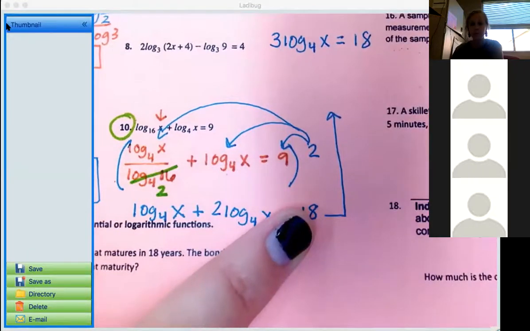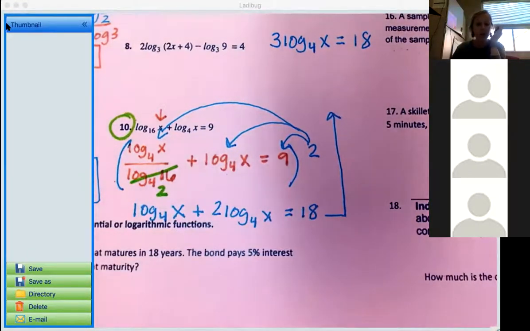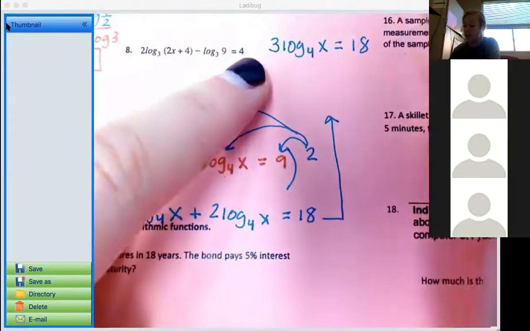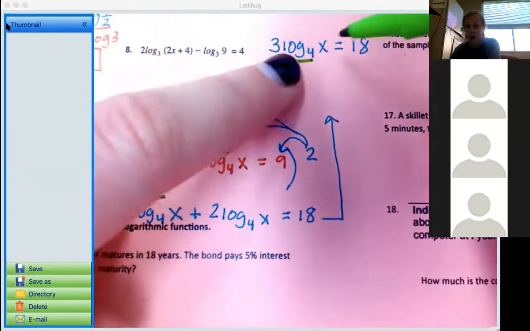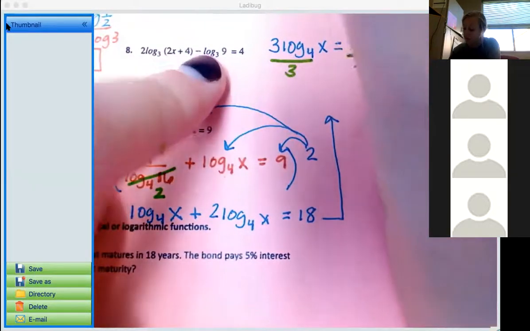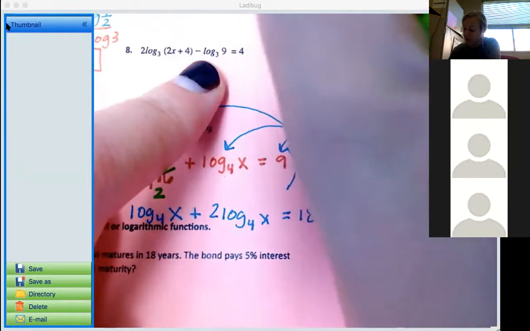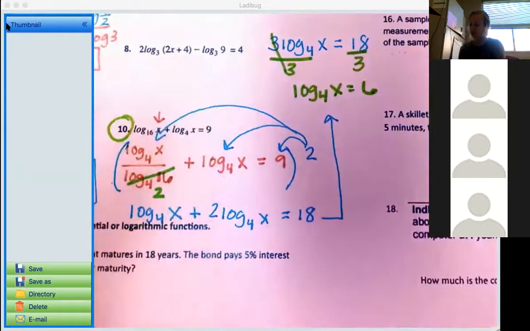Can't you also put the 2 in the exponent? Yeah. That's the second way I'm going to show you. But this way actually ends up being easier. You get smaller numbers, and it's one less step. Then you could divide by 3, because the 3 is not a part of the log. And so we get log base 4 of x equals 6.